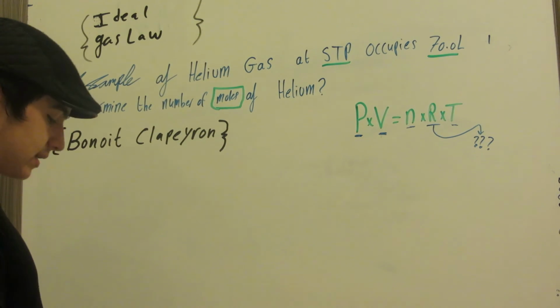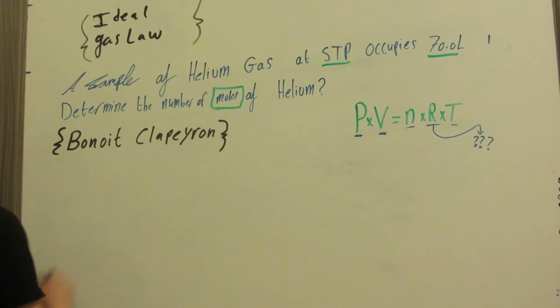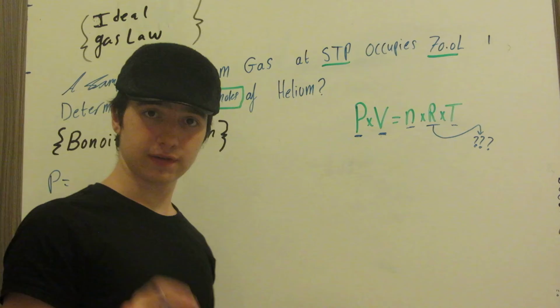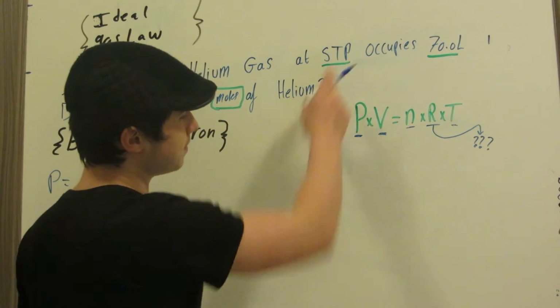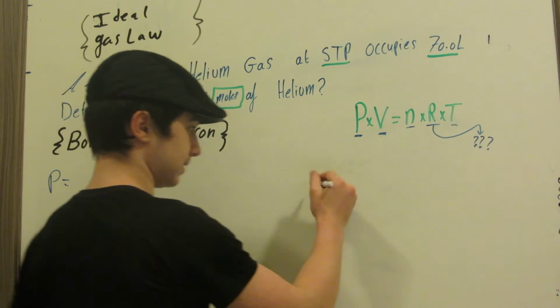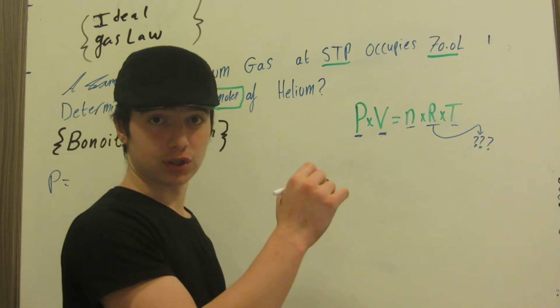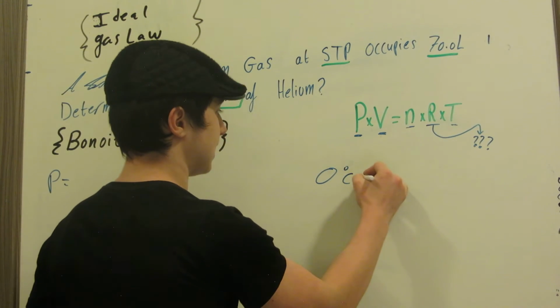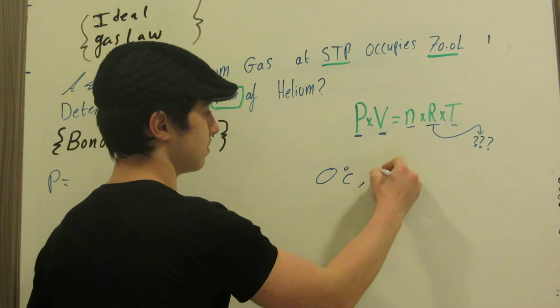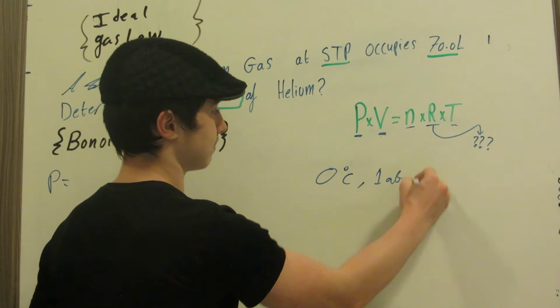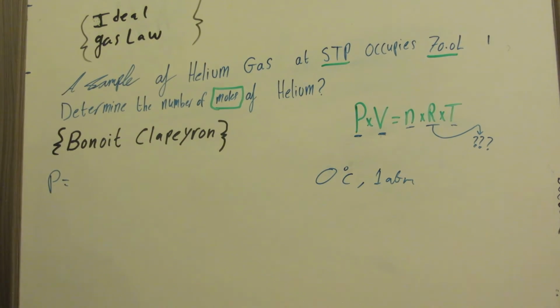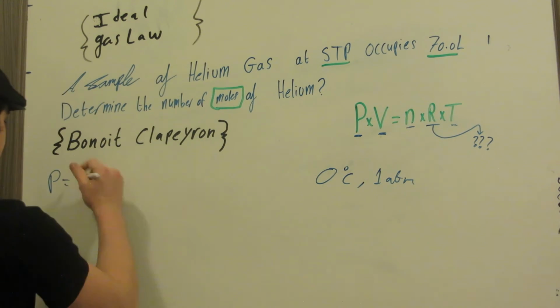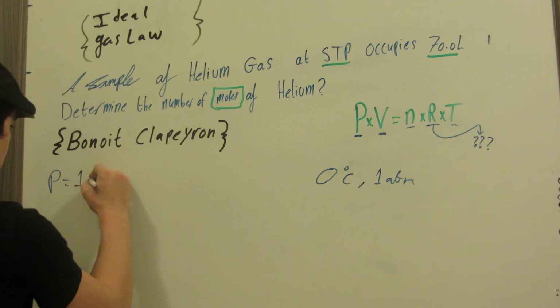Alright, let's write down the givens. Number 1, pressure. A common clue given by the text is that STP stands for standard temperature and pressure. What are the standard temperature and pressure? You're right, 0 Celsius, and the pressure is going to be 1 atmosphere. So 1 atm. Let's start with the pressure. Pressure is going to be 1 atm. Let's write that down.